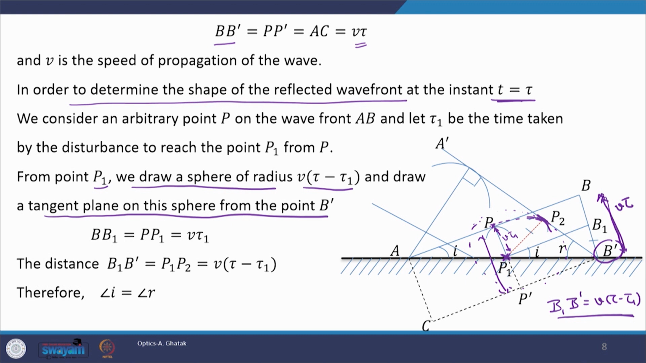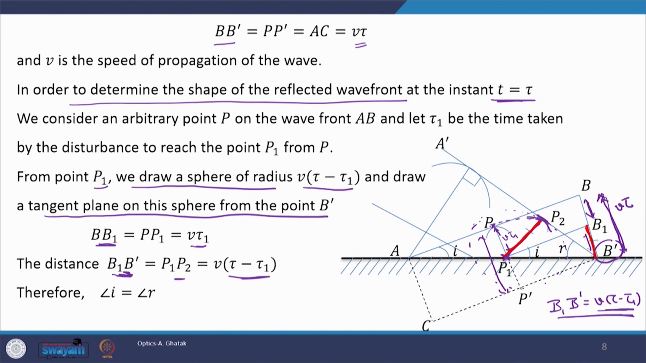Okay. We know that B1 B, which is this distance, is equal to v tau 1, and the distance B1 B prime is equal to P1 P2, which would be equal to v into tau minus tau 1. Okay. This distance is the P1 P2 distance. This distance would be equal to B1 B prime.